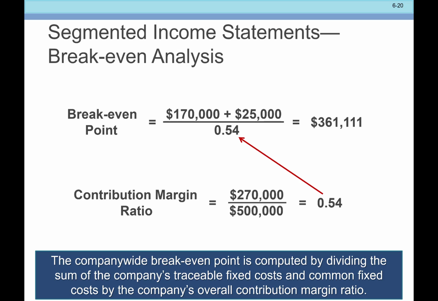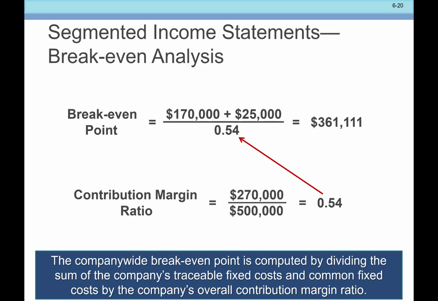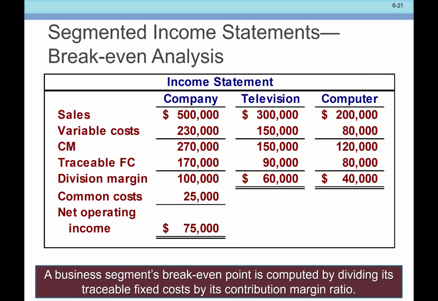We divide it by the contribution margin ratio for the entire company. The contribution margin ratio for the entire company is their contribution margin divided by their sales. That's where that came from. That gives us a 0.54 contribution margin ratio. We know the break-even point of the entire company, right? Now, if you wanted to come up with the break-even by division, now you just pick up the fixed costs of the divisions, the traceable fixed cost. So the 90 and the 80 here for each division, right?